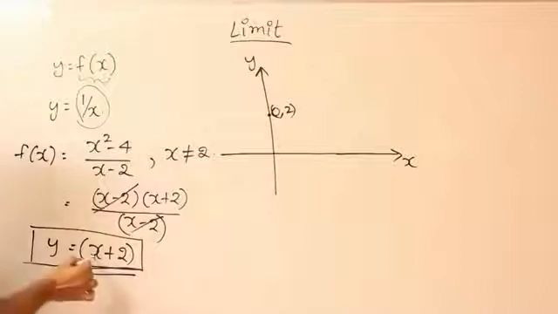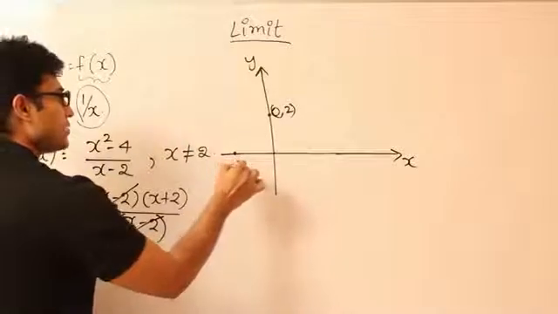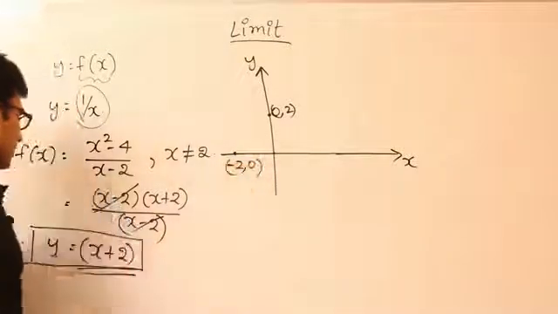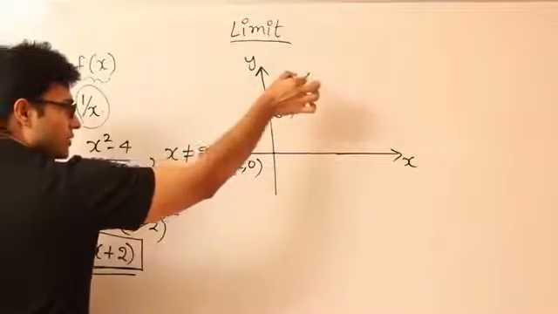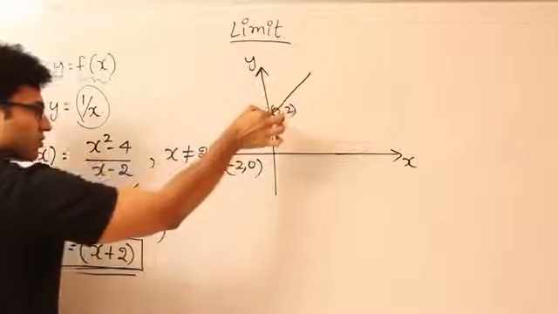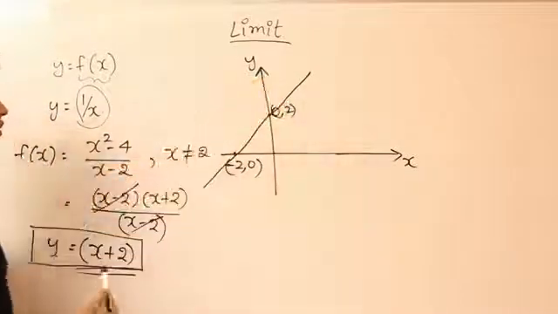And similarly, when y equals 0, x equals minus 2. Let's say this point is minus 2 comma 0, right? See, from this I am just plotting the points. Therefore, the function f of x, or y equals x plus 2, behaves like this. Okay, it is passing through these 2 points.